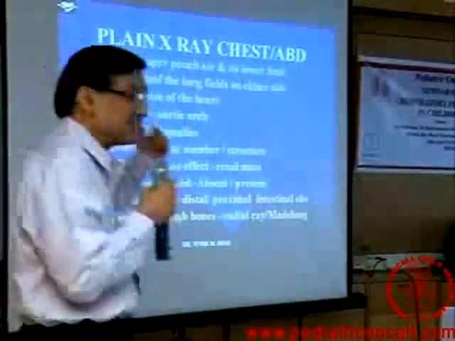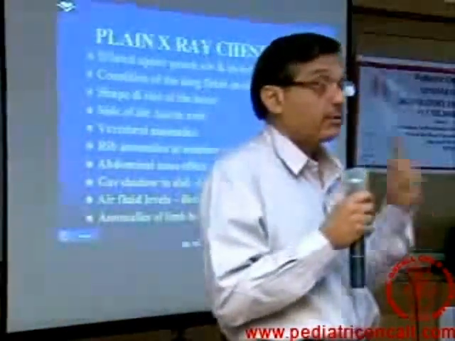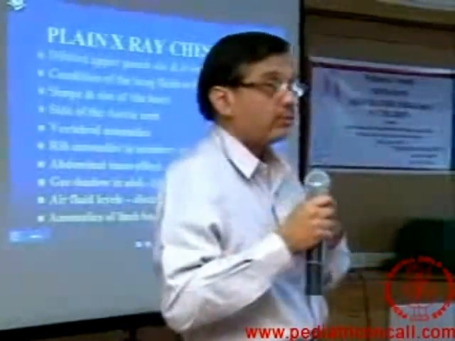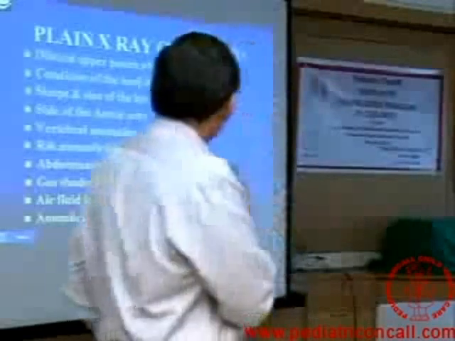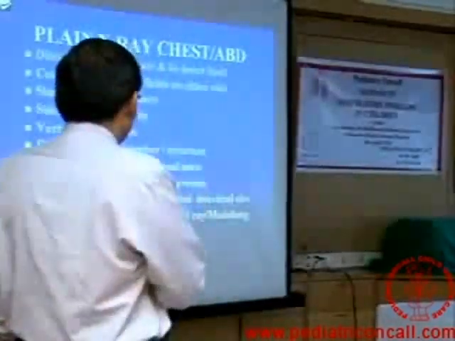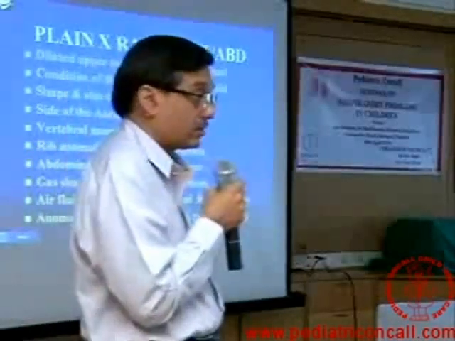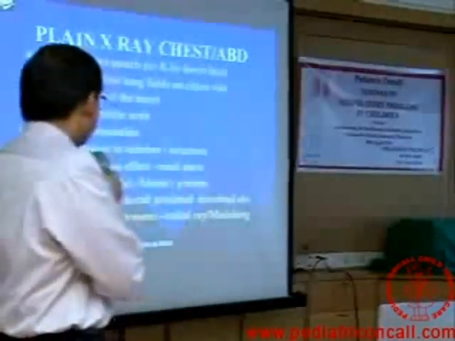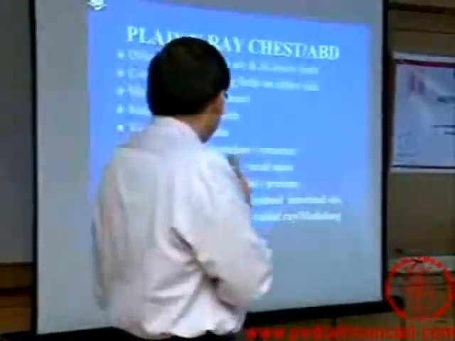Boot-shaped heart is abnormal. Side of the aortic arch, is the aortic arch on the right or left? Because the approach, the thoracotomy which we normally do through the right side, may have to be done on the left side. Vertebral anomalies can be seen on a plain X-ray, chest and abdomen. Rib anomalies in terms of number or the structure. Abdominal mass effect, sometimes associated renal mass may be present.